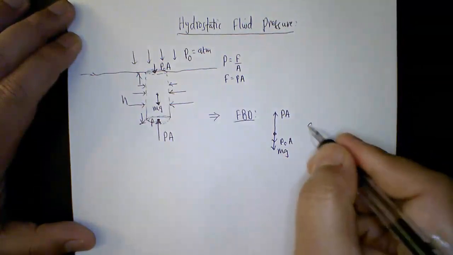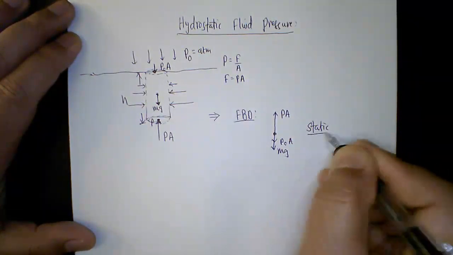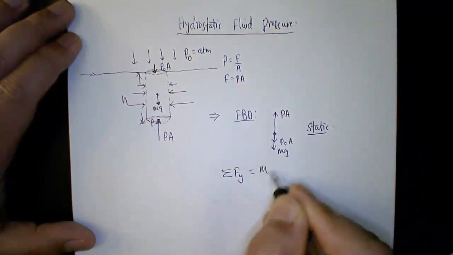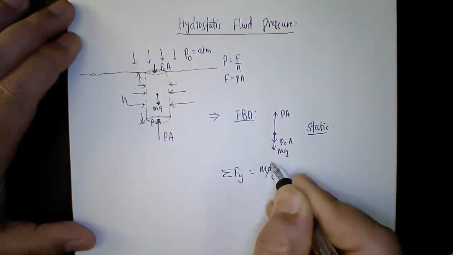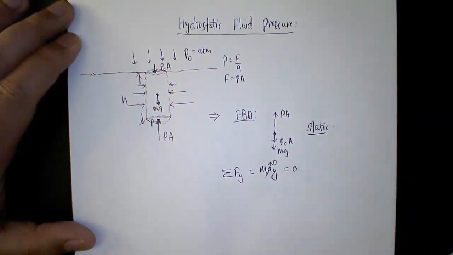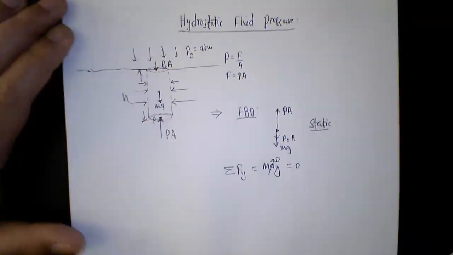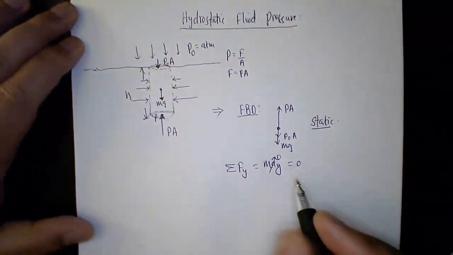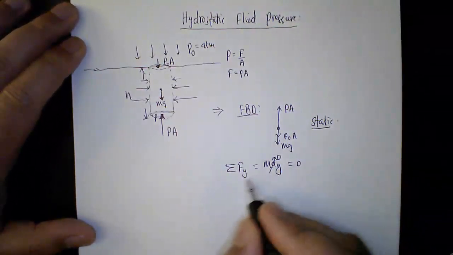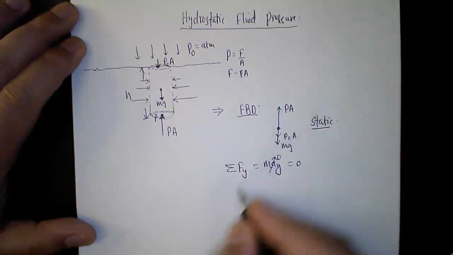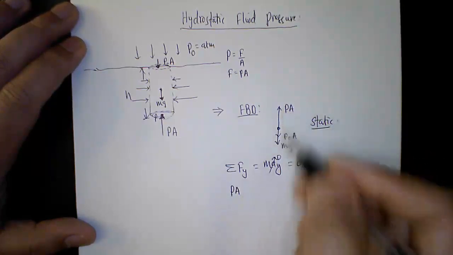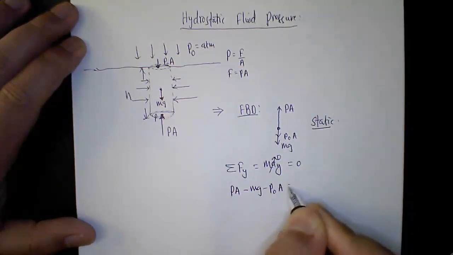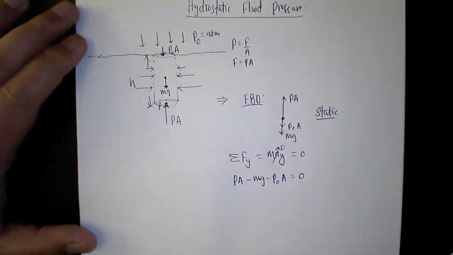But remember, everything is in static condition. So if you apply Newton's second law, Fy is mass times acceleration. This is zero because there is no acceleration, because we are trying to find the hydrostatic fluid pressure. So the net force must be equal to zero. But what would be the net force? PA, which is in the upward direction, minus mg minus P0A is equal to 0.